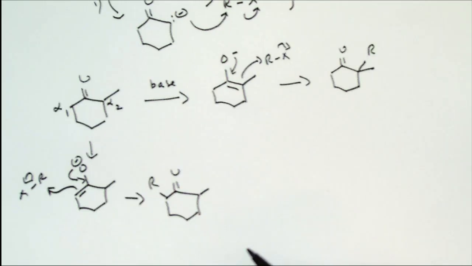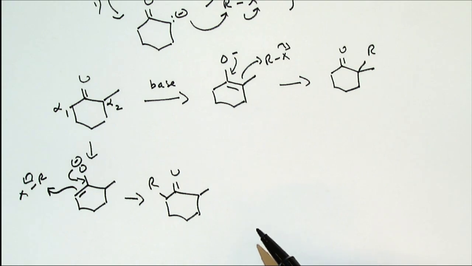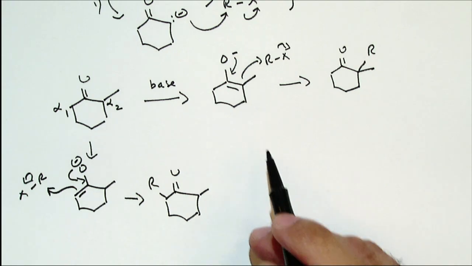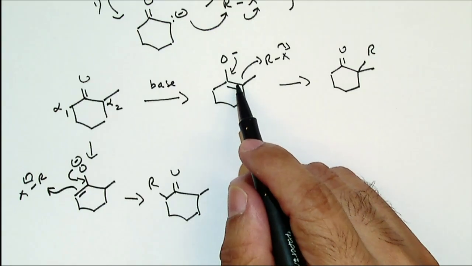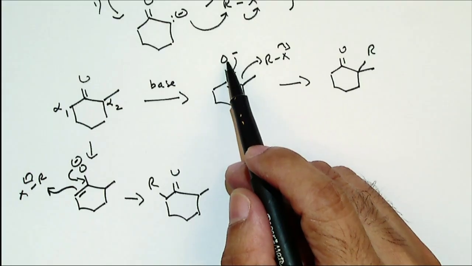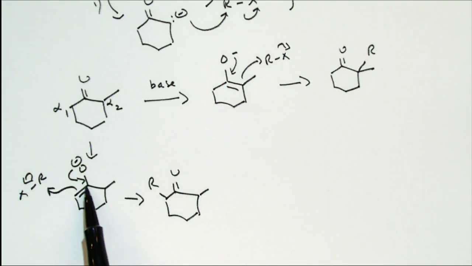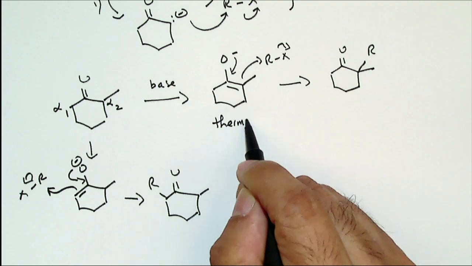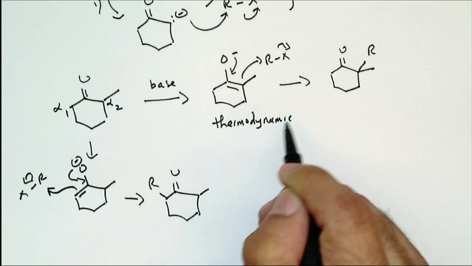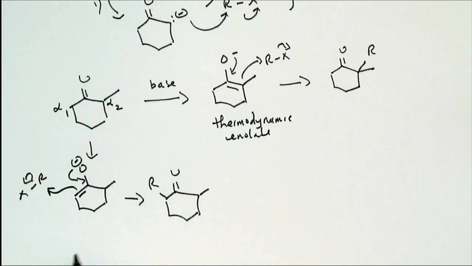So can we control which of those we actually get? The answer is yes, because if you focus on this enolate, this one is a tetra-substituted enolate if we consider an O as a substituent. This enolate is tri-substituted if we consider the O minus to be a substituent. So based on Zaitsev's rule and our understanding of which one is more stable, Zaitsev's rule says this is more stable. So this is what we normally call the thermodynamic enolate, and this one is the one that we call the kinetic enolate.